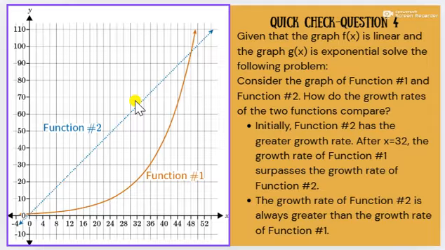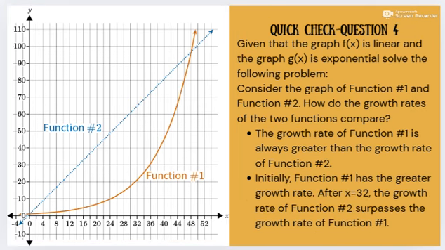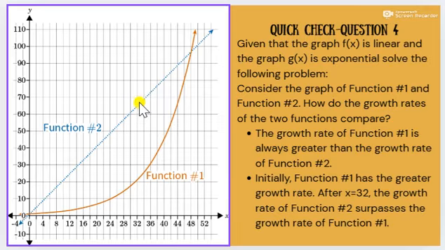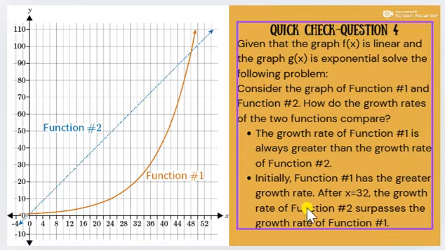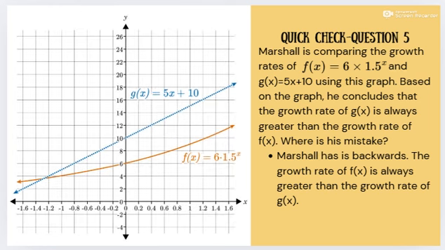Second choice, the growth rate of function number 2 is always greater than the growth rate of function number 1. Option 3, the growth rate of function number 1 is always greater than the growth rate of function number 2. And option number 4, initially function number 1 has the greater growth rate. After x equals 32, which is right about here, the growth rate of function number 2 surpasses the growth rate of function number 1. Again, 32 is not an option. I'm guessing they meant like 46. This book. All right.